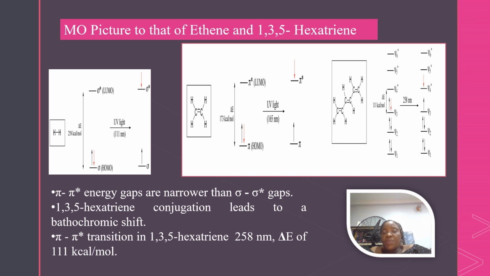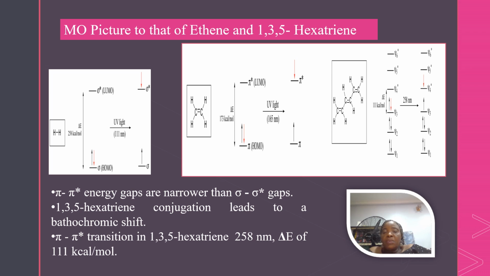If we compare the molecular picture of ethene and 1,3,5-hexatriene, we will find that ethene absorbs UV light at 165 nanometers, while 1,3,5-hexatriene absorbs at 258 nanometers. So we know that conjugation increases the energy of the HOMO and decreases the energy of the LUMO for a conjugated system.